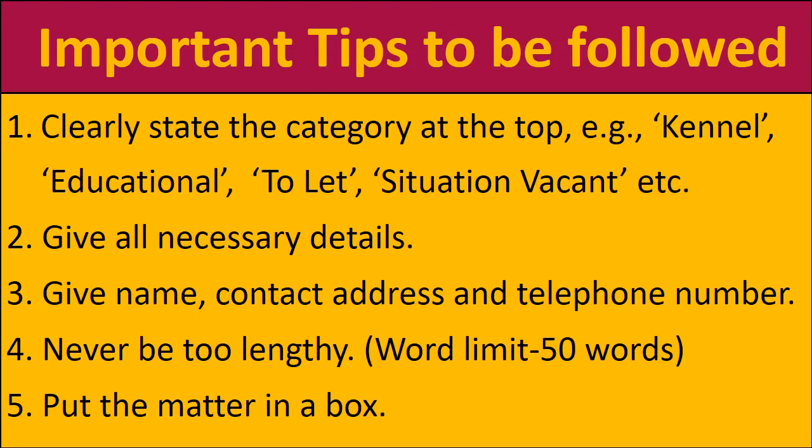Here are some important tips which are to be followed while writing an advertisement. Point number 1, clearly state the category at the top. For example, kennel, educational, to let, situation vacant, etc. So whenever you are writing an advertisement, in first line, you have to write the name of the category in the middle. Point number 2, give all necessary details. Now, what necessary details are to be given, that I am going to discuss in this video.